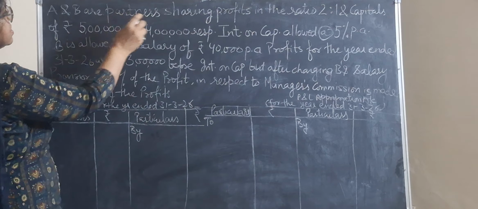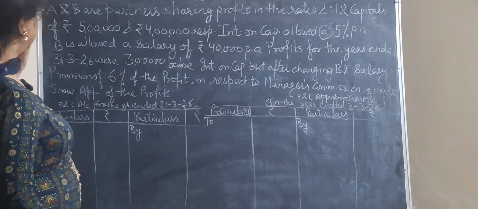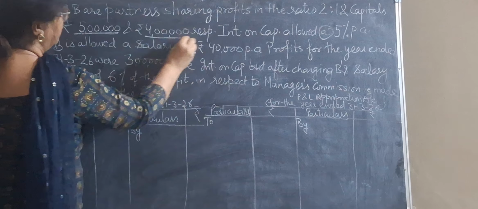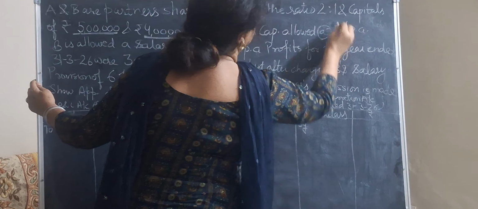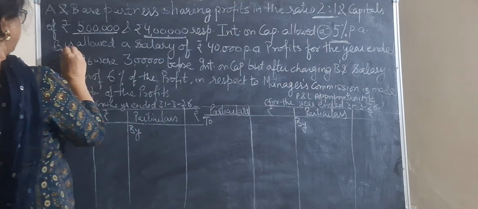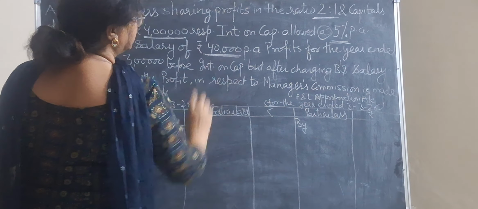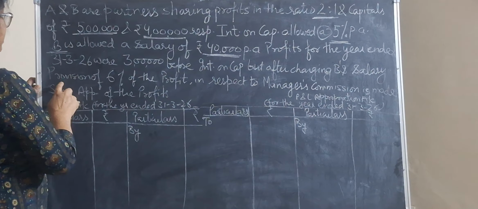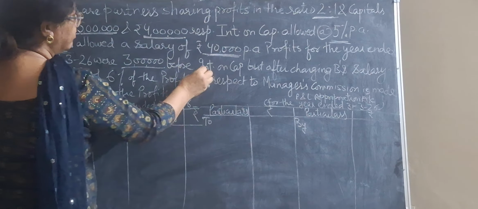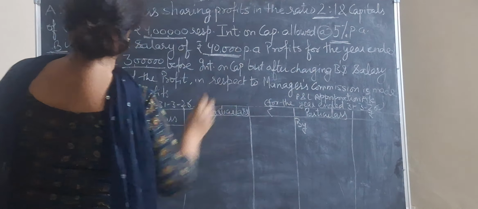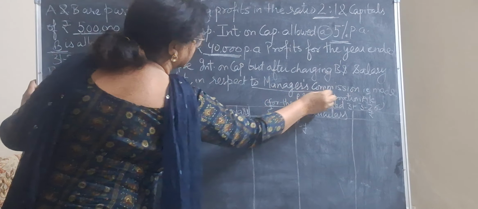A and B are partners sharing profits and losses in the ratio of 2:1, and the capitals are 5 lakh and 4 lakh respectively. Interest on capital is allowed to them at 5% per annum. B is allowed a salary of 40,000 per annum, on an annual basis. Profits for the year ended 31st March 26 were 3 lakh before interest on capital, but after charging the salary and a provision of 6% of profits in respect of manager's commission.